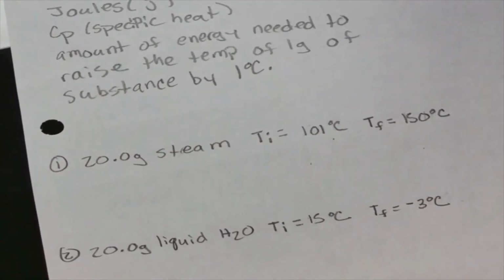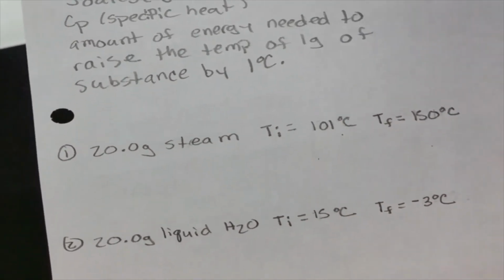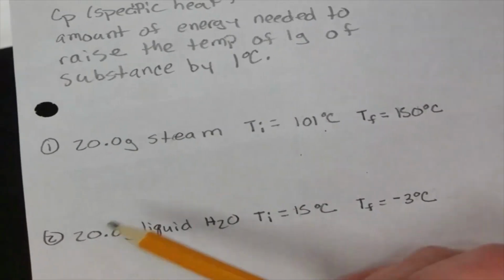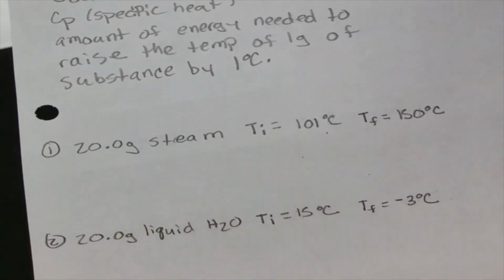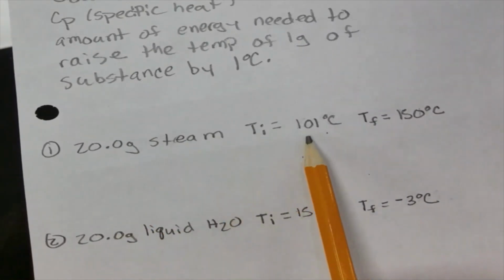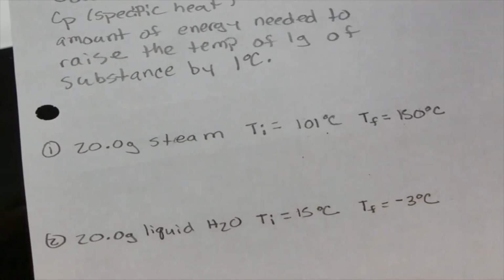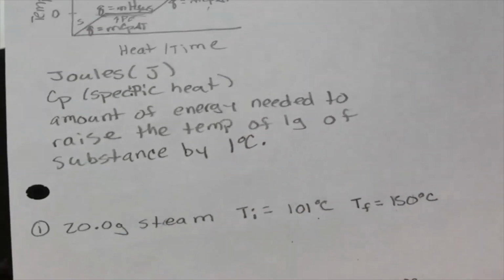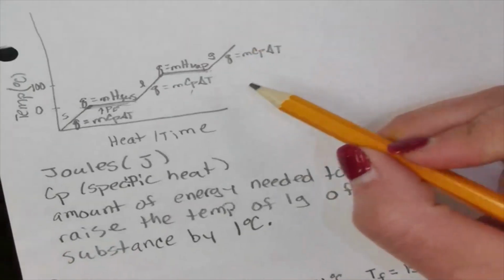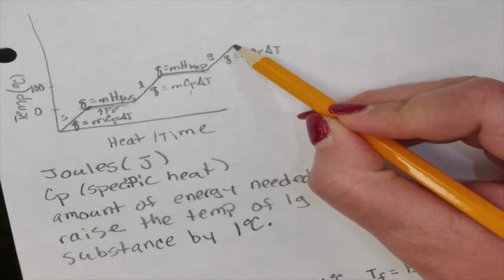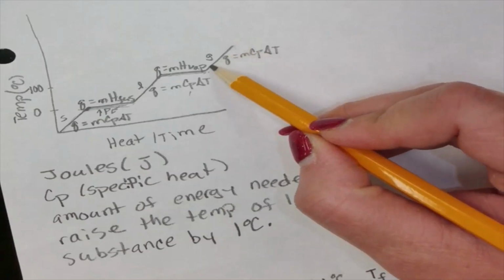Okay, so let's do some practice problems with this information. Let's say I have 20 grams of steam and my initial temperature is 101 degrees Celsius and my final temperature is 150 degrees Celsius. So if I'm at 101 and then I go to 150, I'm in just this section.